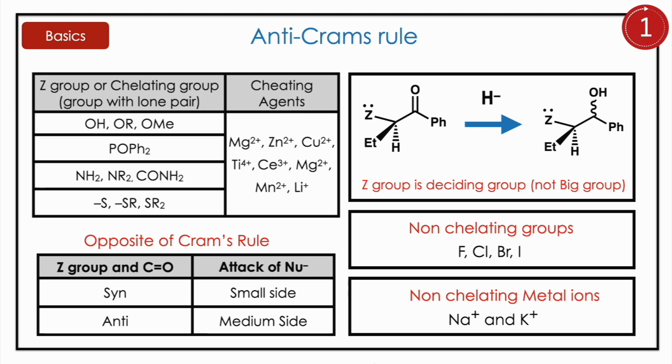Here there is some exception. Non-chelating groups are fluorine, chlorine, bromine, iodine. Non-chelating metals are sodium and potassium. So you should know the rule as well as the exception.